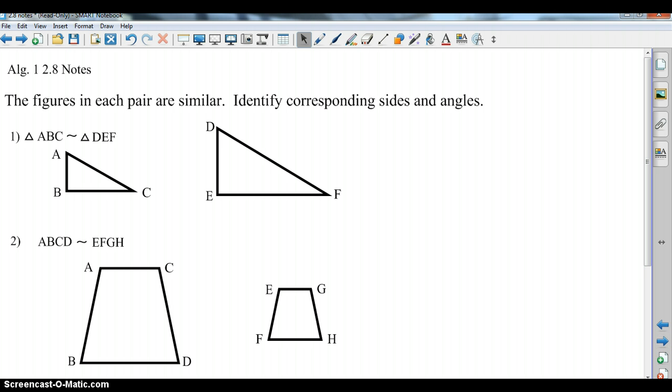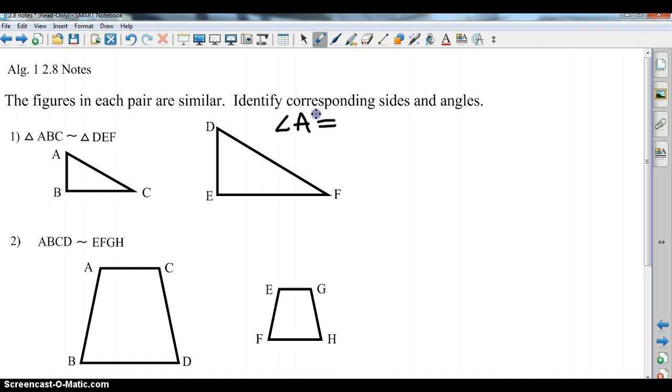For number 1 and 2, the figures in each pair are similar. Identify corresponding sides and angles. So what it's wanting to know is what angle on this triangle corresponds with the angle on this triangle. So we're going to write that as, if you see, they're the same shape, but just this one's smaller. So this angle, angle A, corresponds with D, and we write that as congruent.